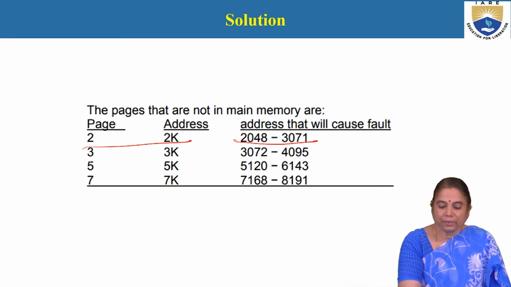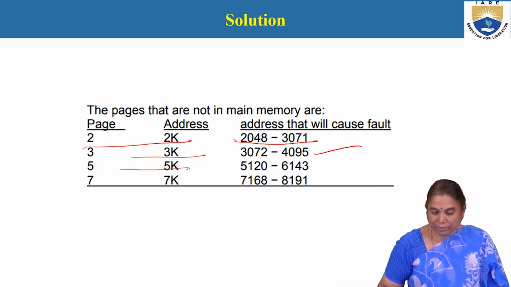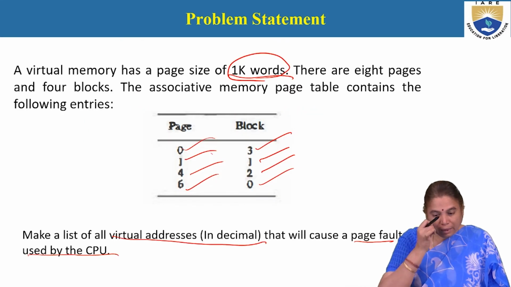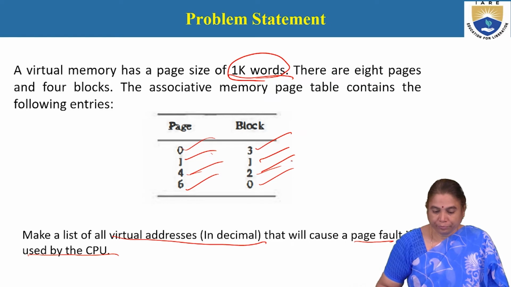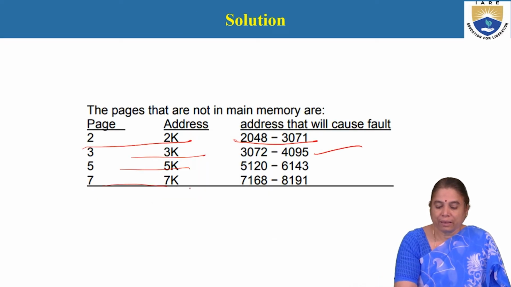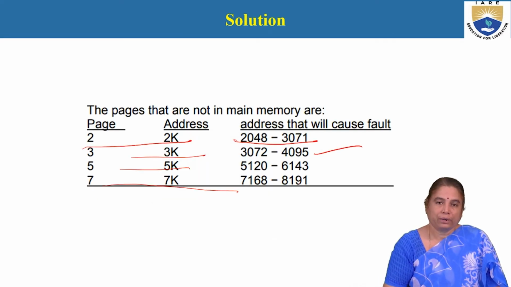Next, at page 3 a page fault can also occur. At page 5 a page fault also occurs. Why? Because page 4 can start at block 2. And at page 7 also a page fault can occur.